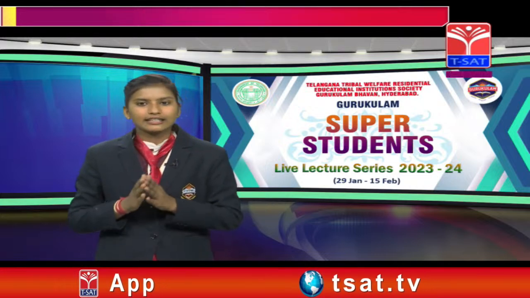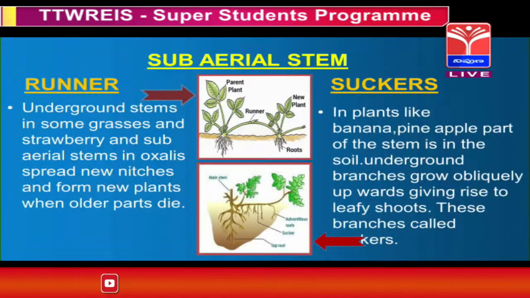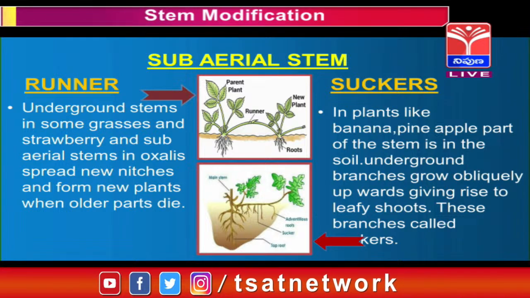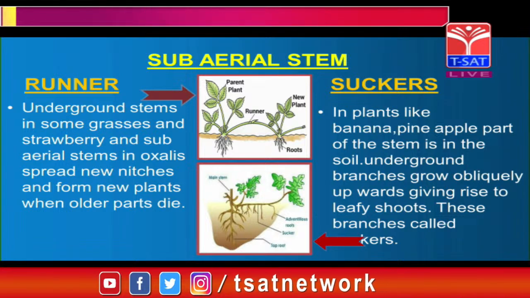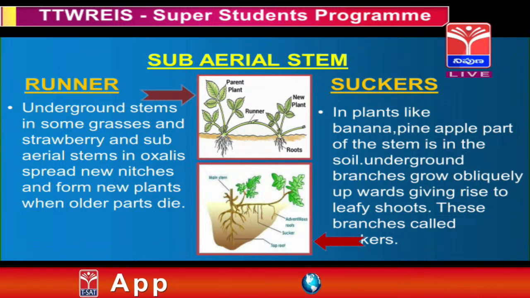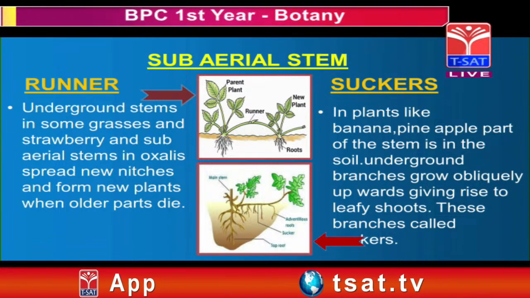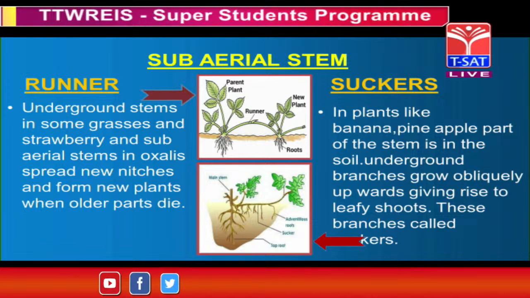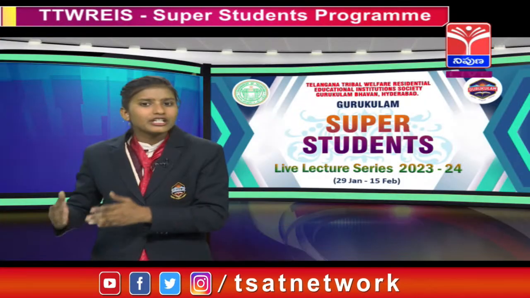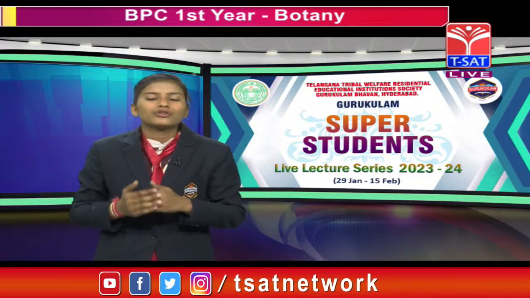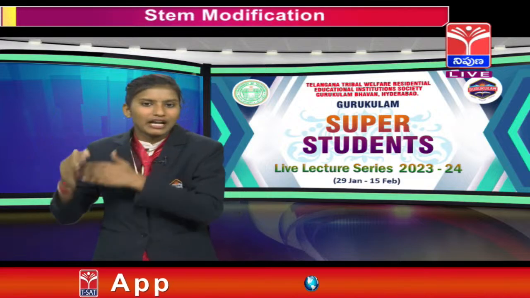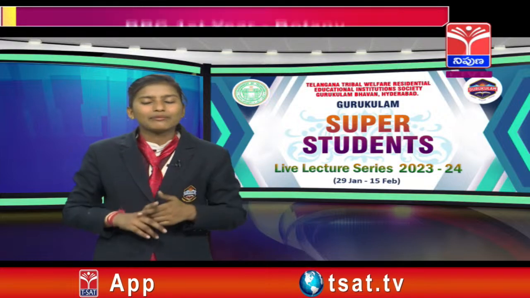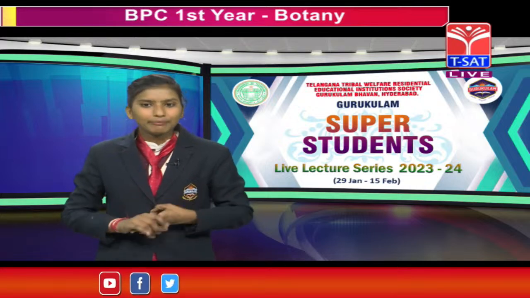The next one is sucker. In plants like banana, chrysanthemum, pineapple, the slender lateral branch arises from the base of the main axis, and after some time it grows obliquely and arches down towards the ground. When it touches the ground, it produces adventitious roots. Where it produces the adventitious roots, there the new plant will be formed. So when these are detached from the parent plant, it forms a new plant and does not depend on the parent plant. Example is banana, chrysanthemum and pineapple.